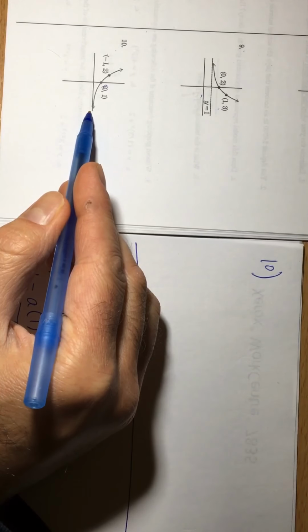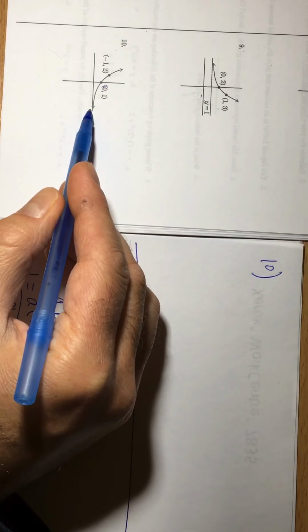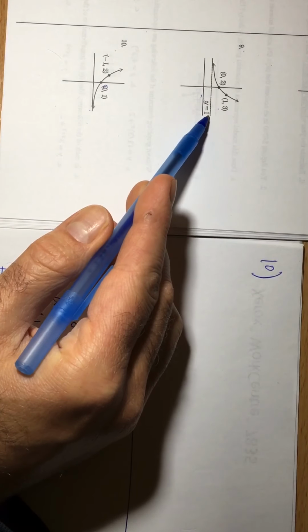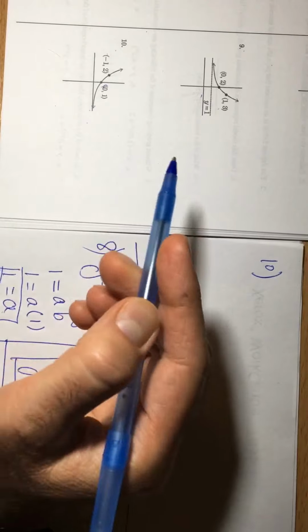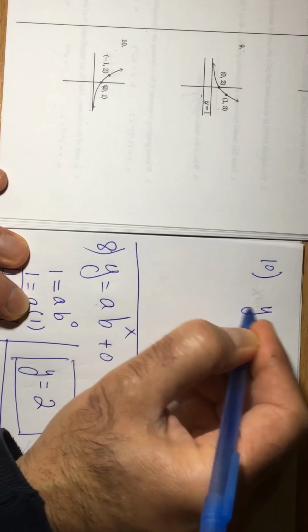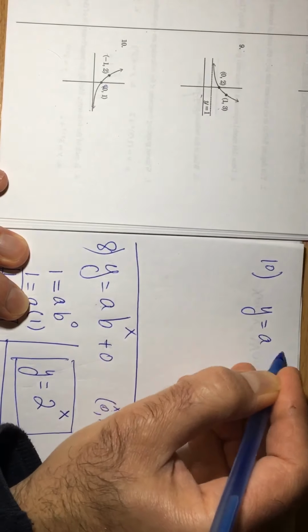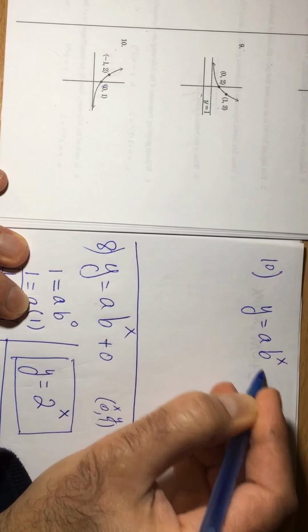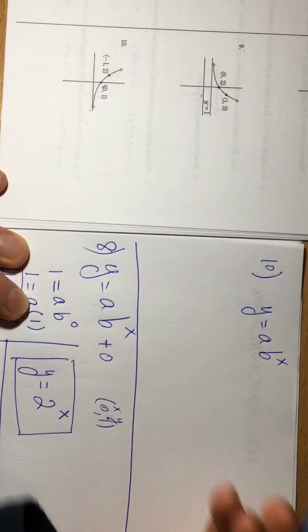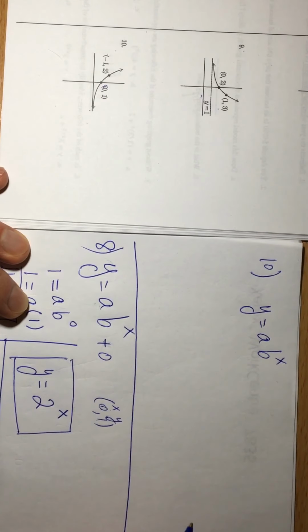It looks like it's the x-axis because it's very close to the x-axis. There's no dash line like number 9. So it must be the x-axis. So that means y equals 0 for the equation of the asymptote. So therefore, I'm not going to put a plus or minus. I mean, I can put plus 0, but that doesn't do anything. So I'm just going to leave it off.